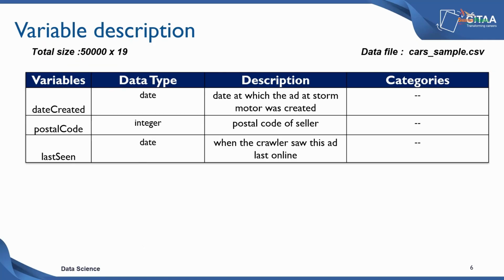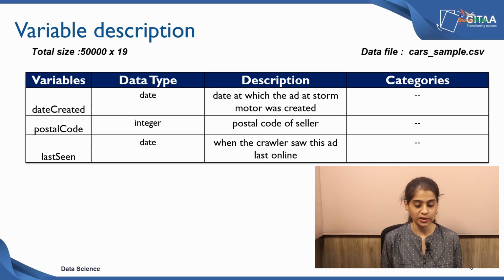The next variable is date created, which is again of the date data type. It is the date on which the ad at Storm Motors was created. The variable postal code is an integer. It gives you the postal code of the seller, and the variable last seen is a date data type. It tells you the date on which the ad was last seen by the crawler. So these are the variables in the data and their description.